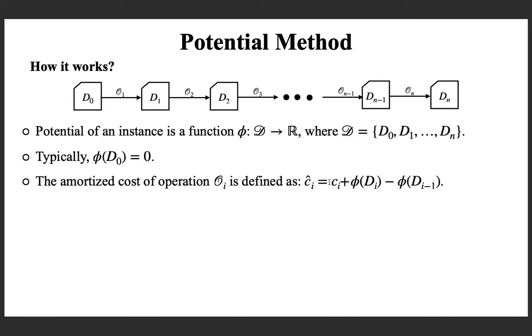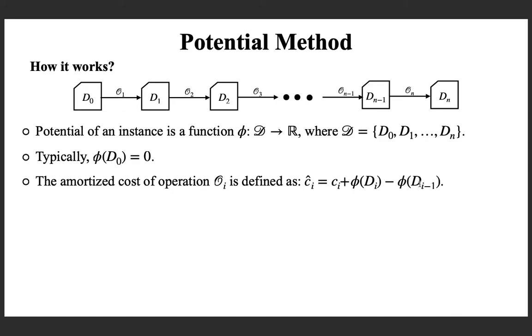If you are looking at C2 cap, it will be the actual cost of the second operation, that is C2, plus the potential of D2 minus the potential of D1. This is how it is defined. It's not a difficult definition. So, this is another difference.